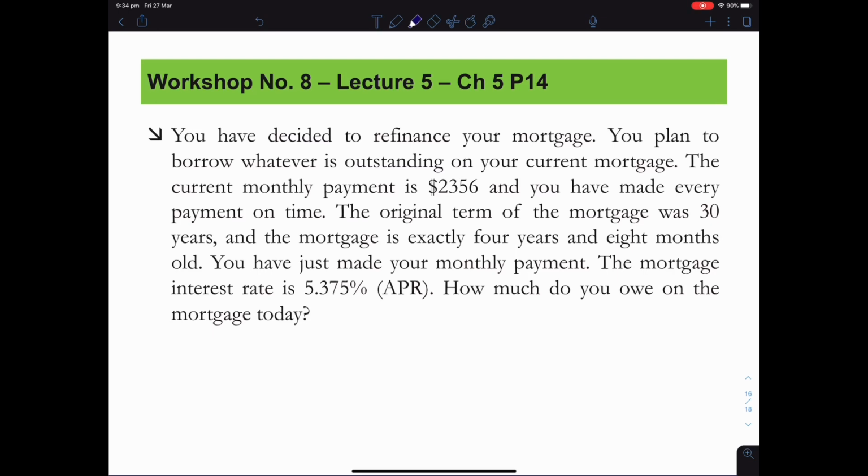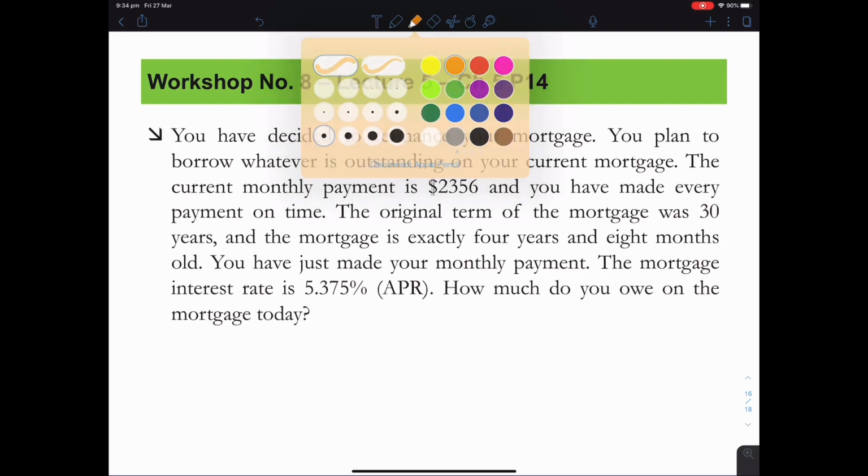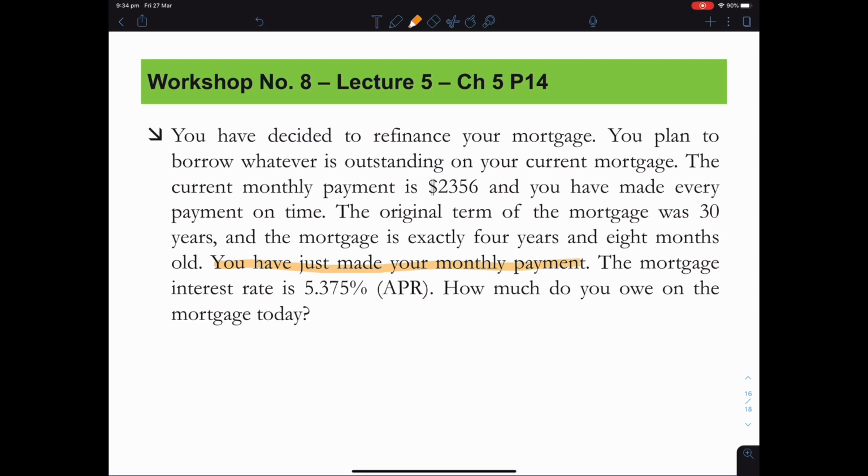That's very important information. You have just made it. So which means, let me just highlight that. You have just made your monthly payment. That sentence just means your next payment is exactly 1 period away. And what is your period here? That will be monthly. So your next payment will be next month.